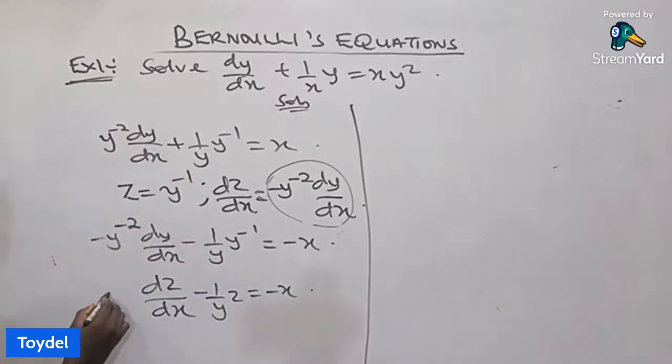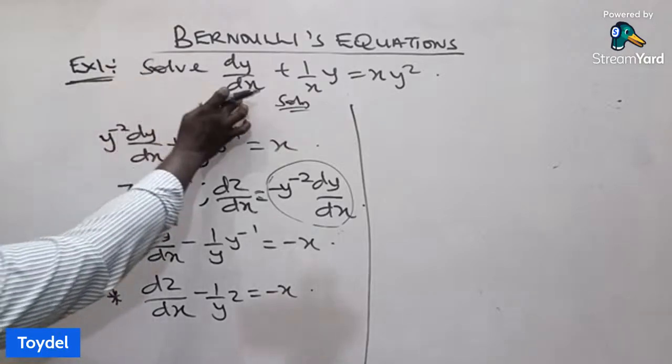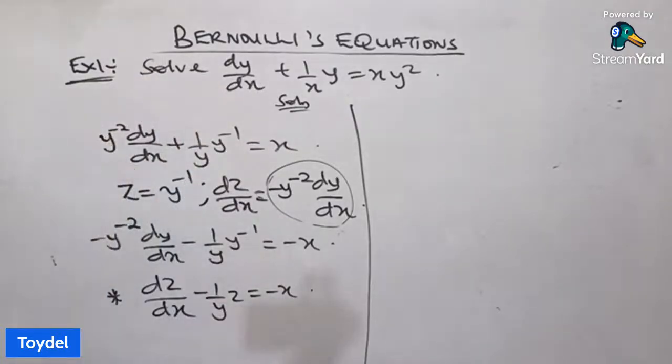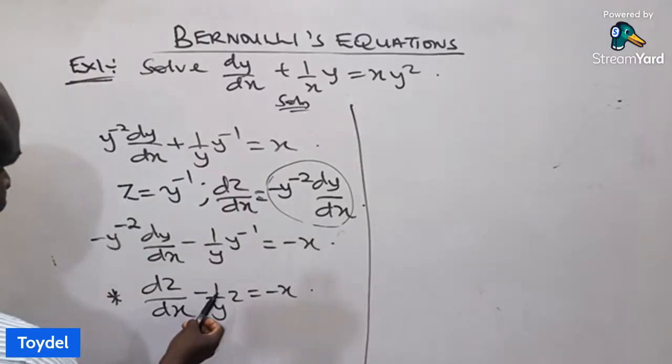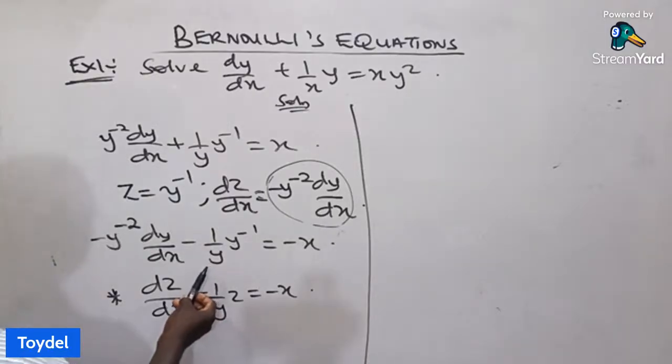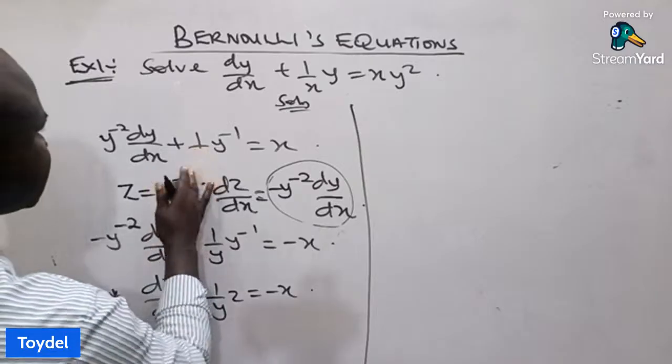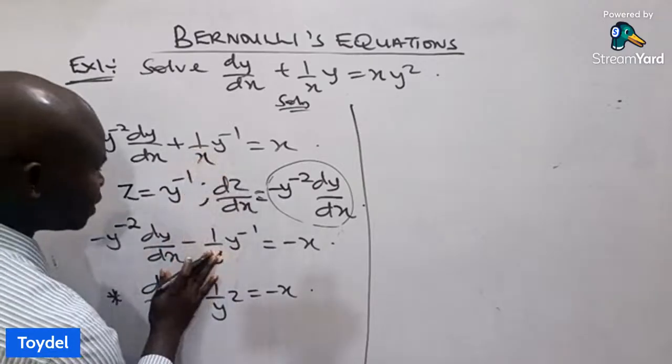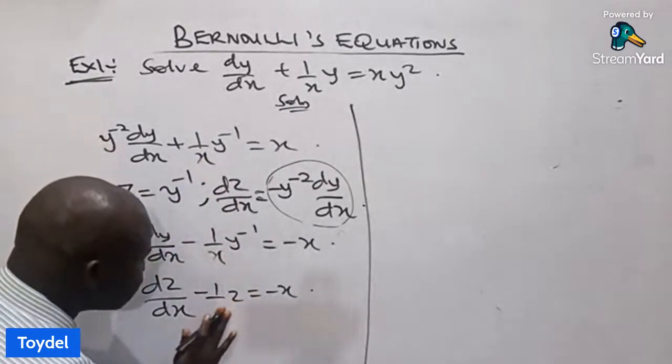So at this point, we have been able to transform this Bernoulli equation to a linear equation. Since we have been able to do that, we find the value of x. This is x, this is 1 over x.